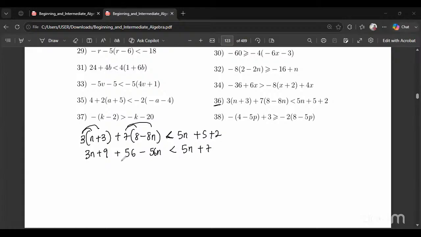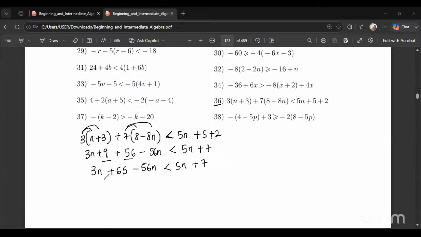From this point, we can easily combine like terms, right? There are many ways you can solve this problem. You mustn't follow the rules all the time. You can clean up the left-hand side and see if you can clean up anything on the right-hand side before you try switching these numbers. From here, I can see I have 9 and 56, so I can clean them up. 9 plus 56 is going to give us 65. And we have negative 56n less than 5n plus 7.